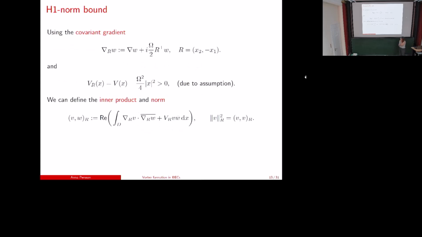So we would like to bound the H1 norm, because then we know the bound for the H2 norm. And using this, I want to introduce a new norm, which I call the R norm here. The way to do this is to introduce a new covariant gradient. This is a sum of two parts. It's the normal gradient plus your rotational term times this r, which comes from the rotation, it's x2 minus x1.